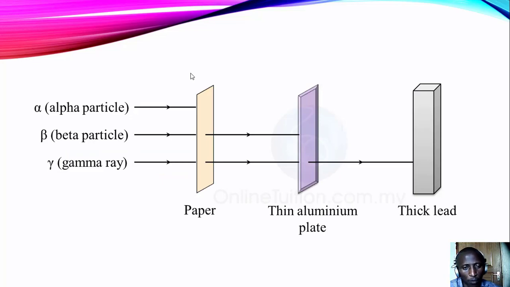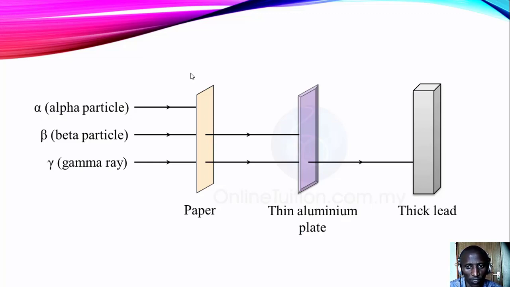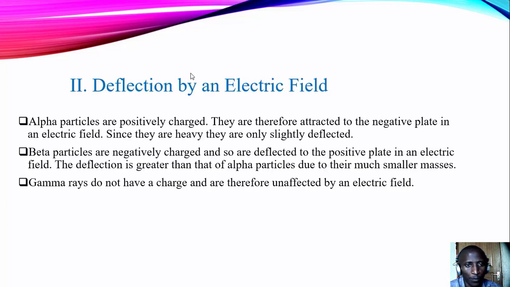In the diagram that we are illustrating there, that you can see there, we see that a paper only is able to stop the alpha particles. The beta particles and the gamma rays are able to pass through. The thin aluminum plate stops the passage of beta particles, but allows the gamma rays to pass through. However, a thick lead block stops the gamma rays. That is a good illustration to show that gamma rays have the highest penetrating power.